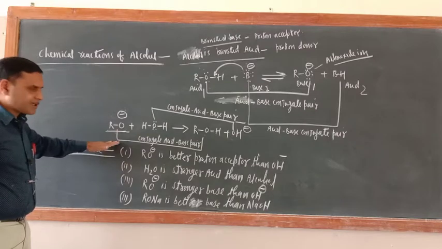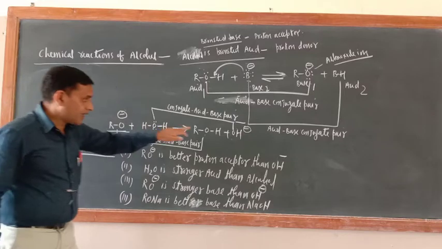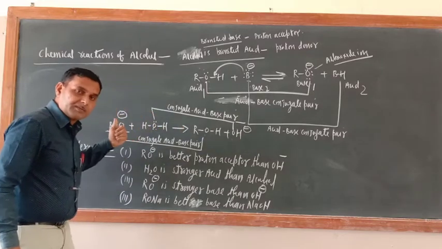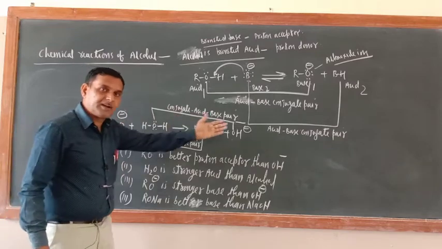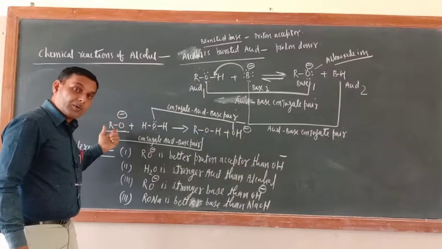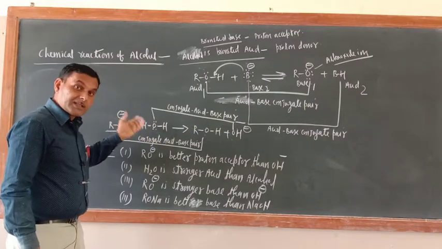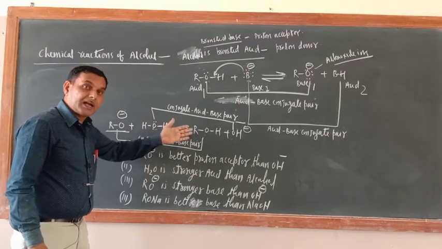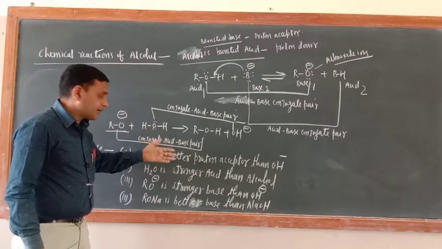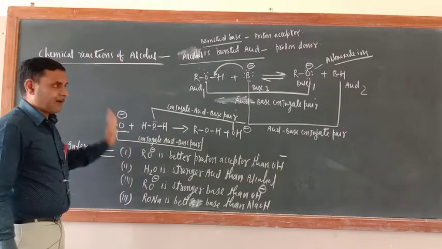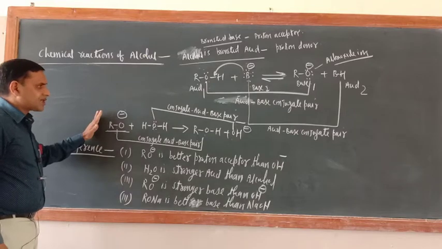And this reaction proves RO is present on the reactant side, and OH is present on the product side. So what is the meaning of this one? RO is abstracting one proton from water. That is why OH is present on this side. So RO is a better proton acceptor than OH, we can say. Water is a better proton donor than alcohol. Hence, water is a stronger acid than alcohol. These are the inferences we should draw from these reactions.